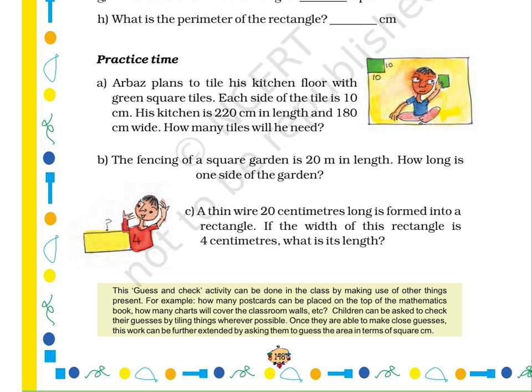For the teacher, this guess and check activity can be done in the class by making use of other things present. For example, how many postcards can be placed on the top of the mathematics book? How many charts will cover the classroom walls, etc. Children can be asked to check their guesses by tiling things wherever possible. Once they are able to make close guesses, this work can be further extended by asking them to guess the area in terms of square centimeters.